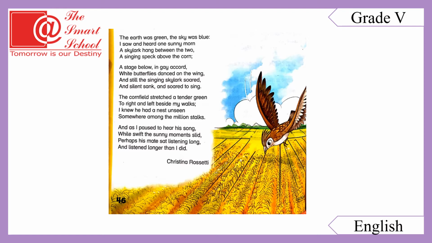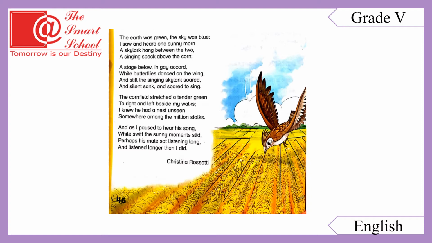The earth was green, the sky was blue. I saw and heard one sunny morn. A skylark hung between the two, a singing speck above the corn. A stage below in gay accord, white butterflies danced on the wing. And still the singing skylark soared, and silence sank and soared to sing. The cornfield stretched a tender green to right and left beside my walks. I knew he had a nest unseen, somewhere among the million stalks. And as I paused to hear his song, while swift the sunny moments slid, perhaps his mate sat listening long, and listened longer than I did.